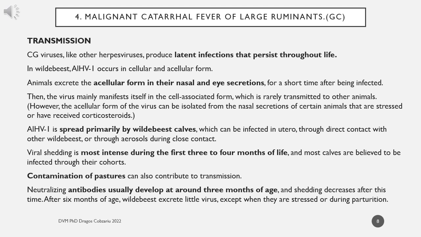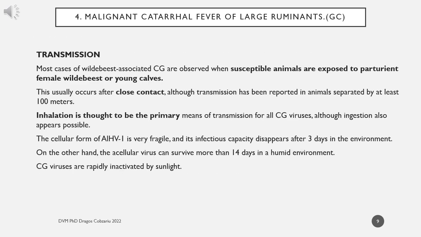After 6 months of age, wildebeest excrete little virus, except when they are stressed or during parturition. Transmission. Most cases of wildebeest-associated CG are observed when susceptible animals are exposed to parturient female wildebeest or young calves. This usually occurs after close contact, although transmission has been reported in animals separated by at least 100 meters. Inhalation is thought to be the primary means of transmission for all CG viruses, although ingestion also appears possible.